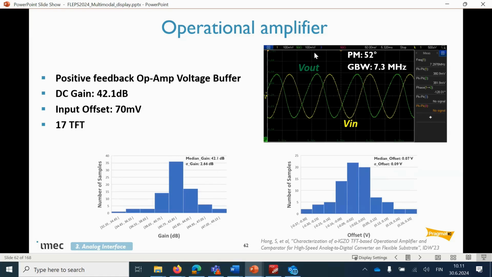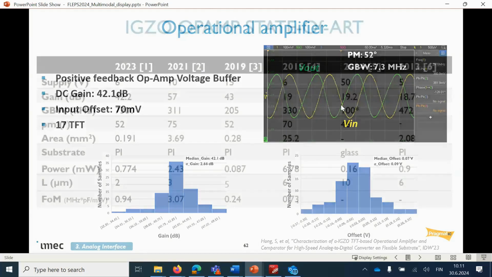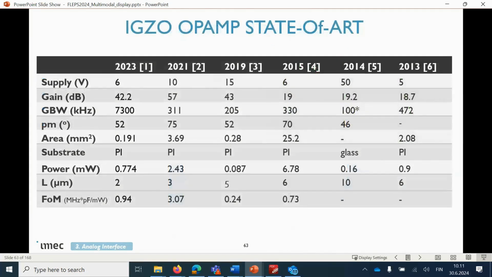We also got very good performance, around 52 degrees of phase margin, and a very good gain bandwidth, as you can see on the plot here. And here is a summary of the state of the art of IGZO op-amps especially, and how they progressed.